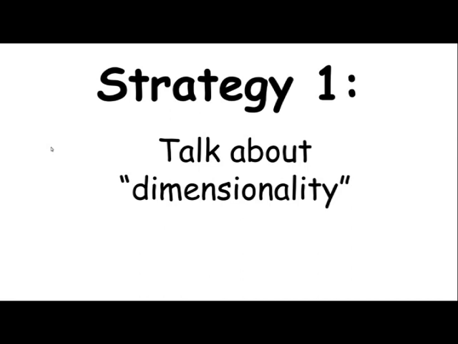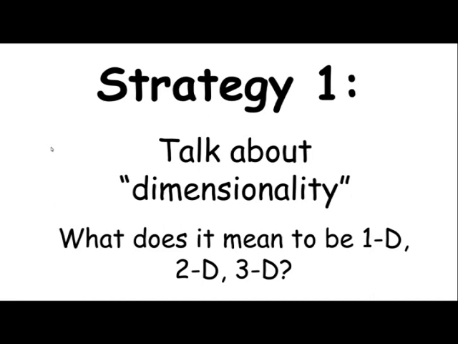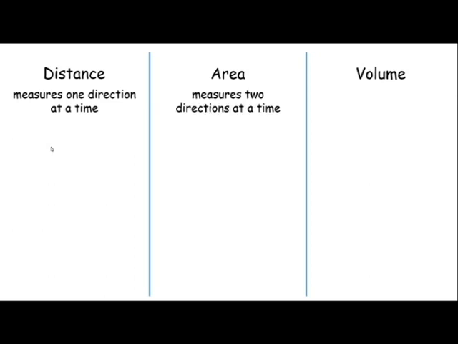We need to make sure we're talking about what dimensionality is. And when I say dimensionality, what I'm saying is, do students really know, or do we even really know, what it means for an object to be 1D, 2D, or 3D? So when we talk about distance, area and volume, we need to make sure that students realize that distance is measuring one direction at a time, area is measuring two directions at a time, and volume is measuring three directions at a time.